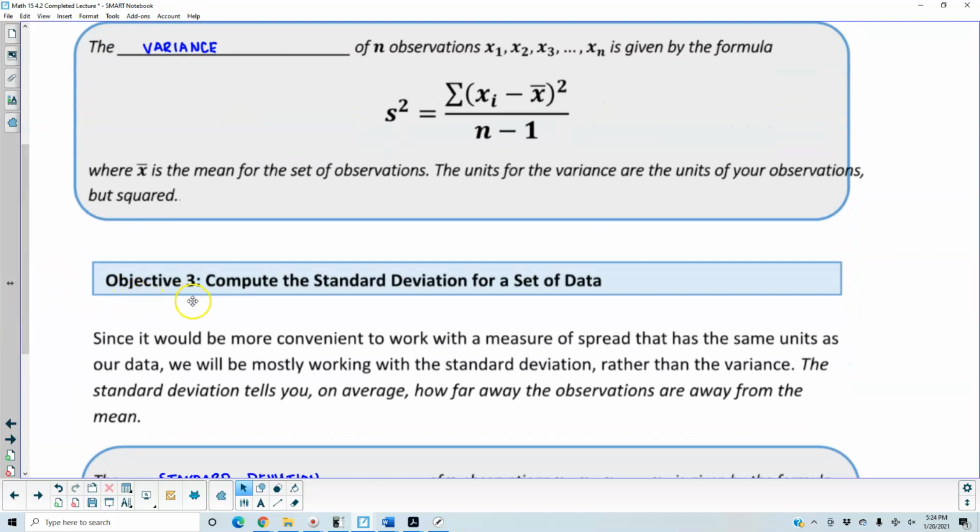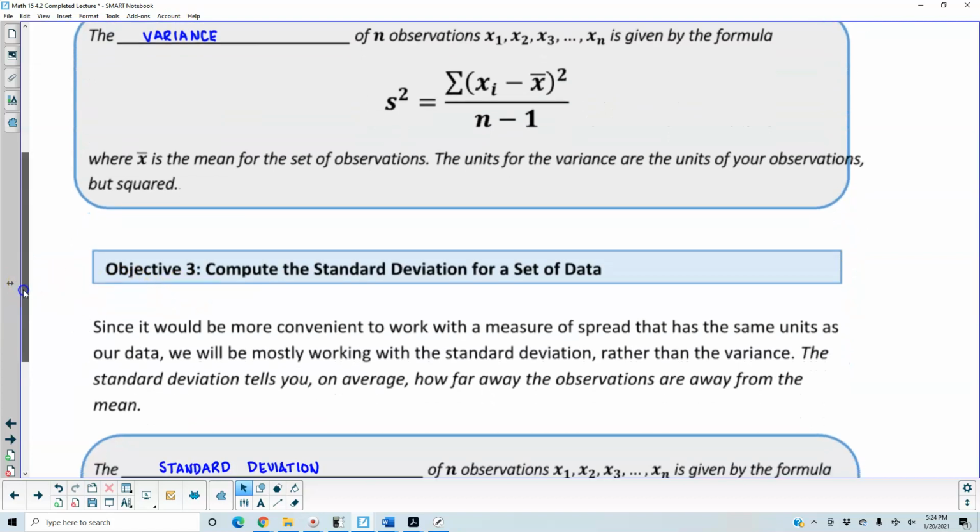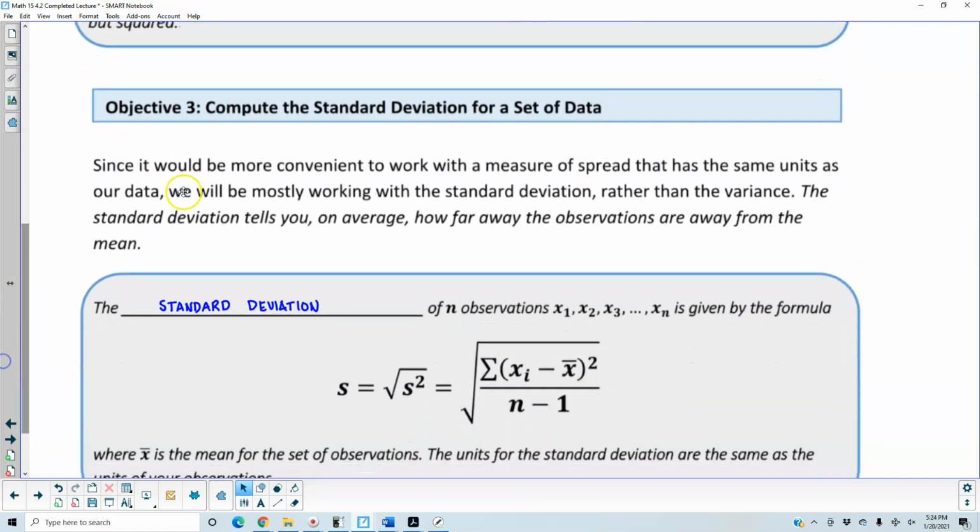Now for objective 3, we compute the standard deviation for a set of data. Since it would be more convenient to work with a measure of spread that has the same units as our data, we'll be mostly working with the standard deviation rather than the variance. The standard deviation tells you on average how far away the observations are from the mean.